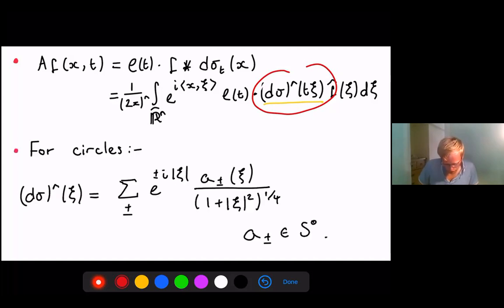Temporarily, I'm going to focus on the classical case where we're dealing with circles. One nice thing when we do the circular measure is that we have this formula, which is very classical, and it comes from the stationary phase method. This Fourier transform can be written as a sum of two terms, but the two terms are very similar to one another.